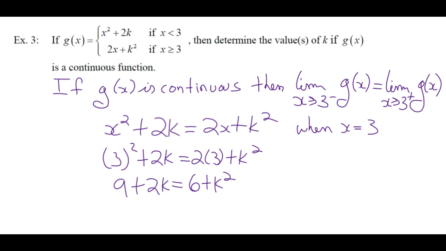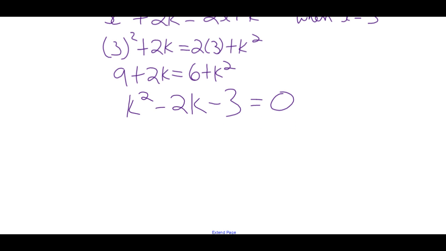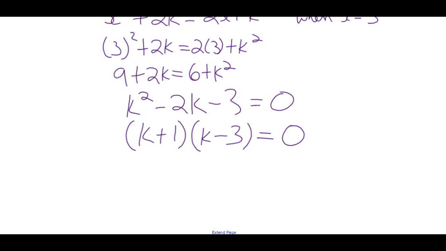Can we solve things like this? What do we want to do? Put it on one side. Right, so let's move everything over here. So we get a positive k squared, so we're going to get k squared minus 2k minus 3 equal to 0. Does it factor? Yeah, okay, good. You said k plus 1, k minus 3. Okay, check, right? k squared minus 3k plus 1k is minus 2k.